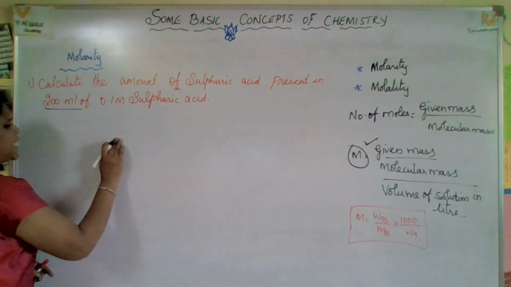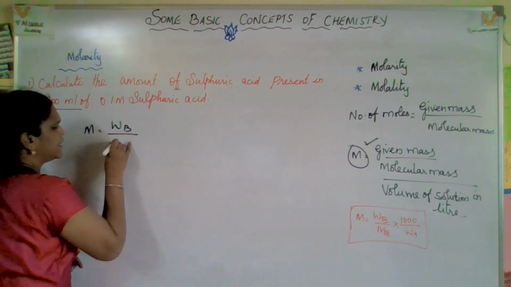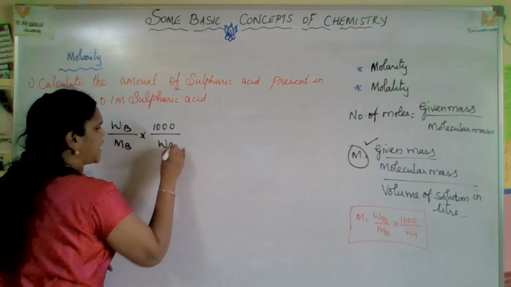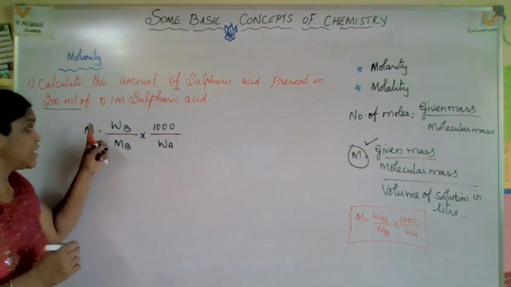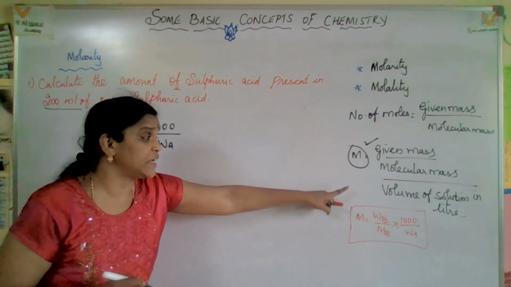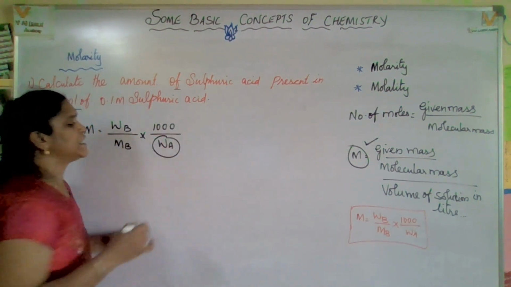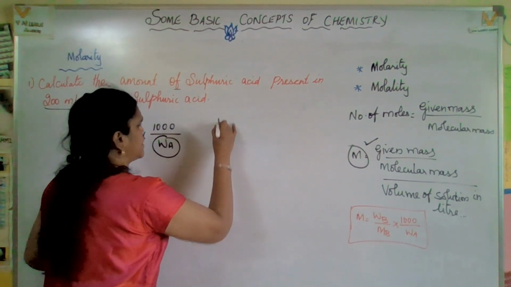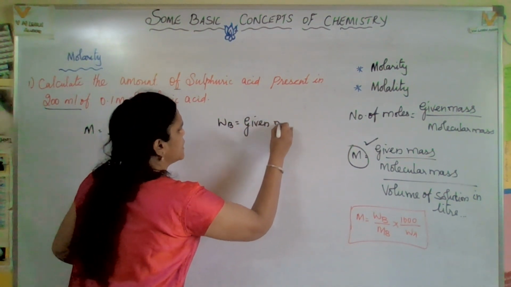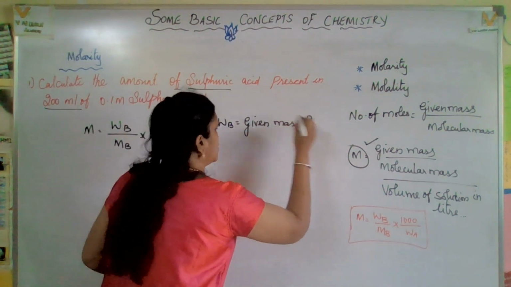So now I think you got an idea. Capital M, molarity, is equal to WB by MB into 1000 by WA. I hope you know the clear idea what WB and MB are, and 1000 is 1 liter of the solution. WA is the volume of the solution. Now let us write each and everything. WB is the given mass of the substance. What is the substance here? Sulfuric acid. So this one only you have to find out.